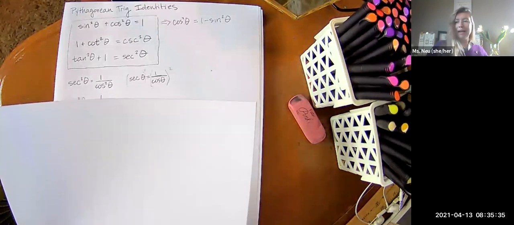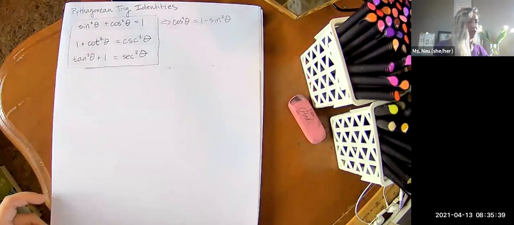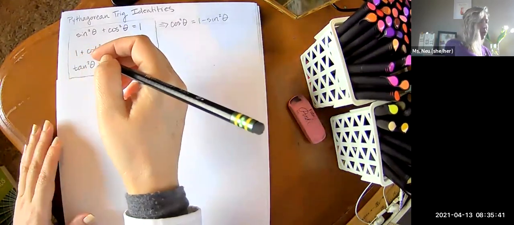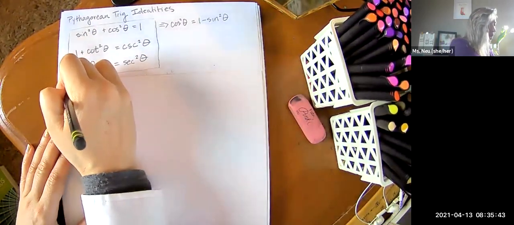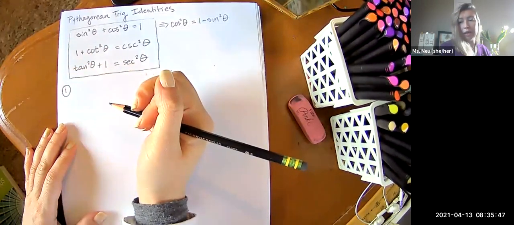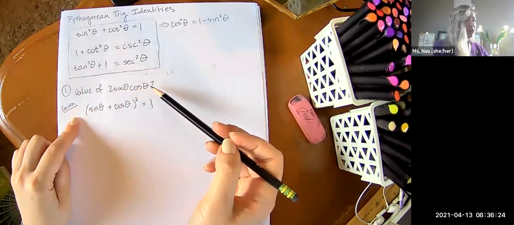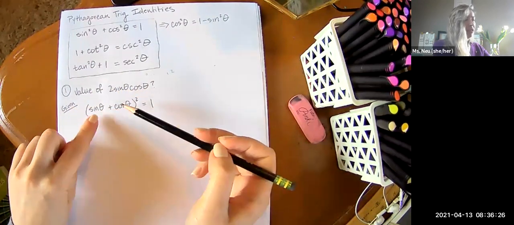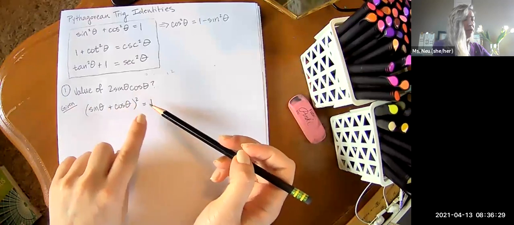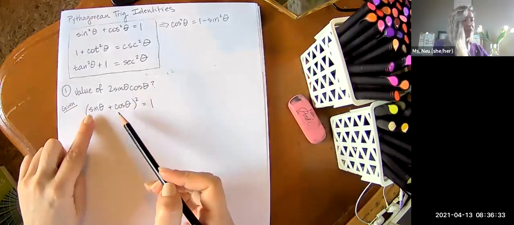All right, so I don't know what order all of these questions were given to you in, but the first one that I saw on the quiz from yesterday was, what is the value of 2 sine theta cosine theta given that sine theta plus cosine theta all squared equals 1? All right, so this one's kind of nice.